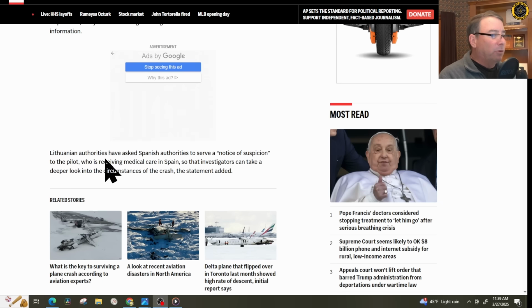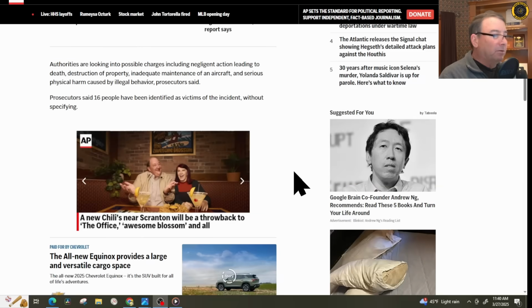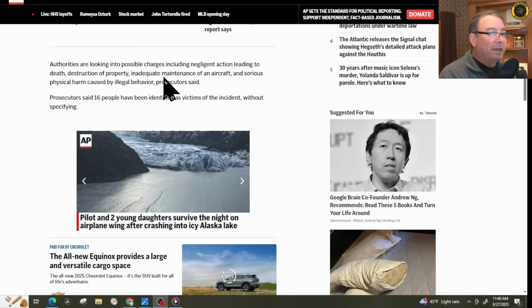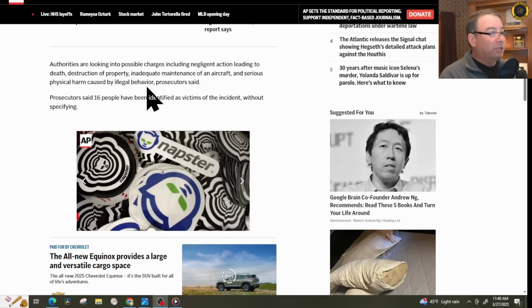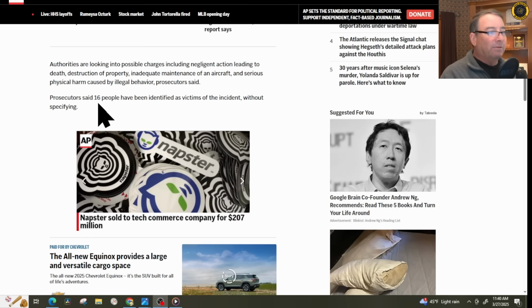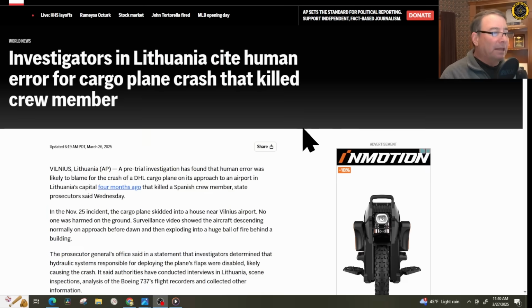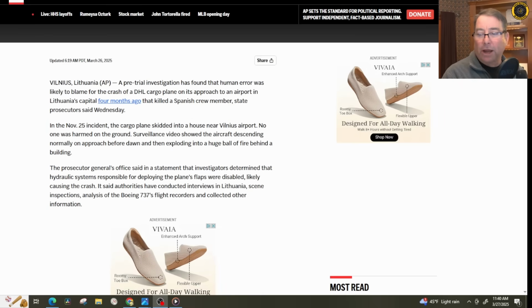And now Lithuanian authorities have asked Spanish authorities to serve a notice of suspicion to the pilot, who is receiving medical care in Spain, so investigators can take a deeper look into the circumstances of the crash. And authorities are looking into possible charges, including negligent action leading to death, destruction of property, inadequate maintenance on the aircraft, and serious physical harm caused by their illegal behavior, prosecutors said. And prosecutors said there were 16 people identified as victims of the incident without specifying, and other reports are indicating that nobody on the ground was injured in this crash.